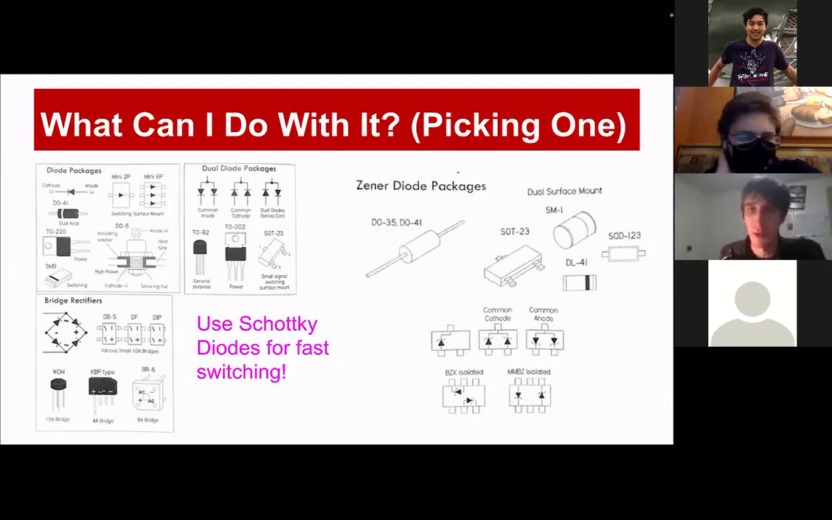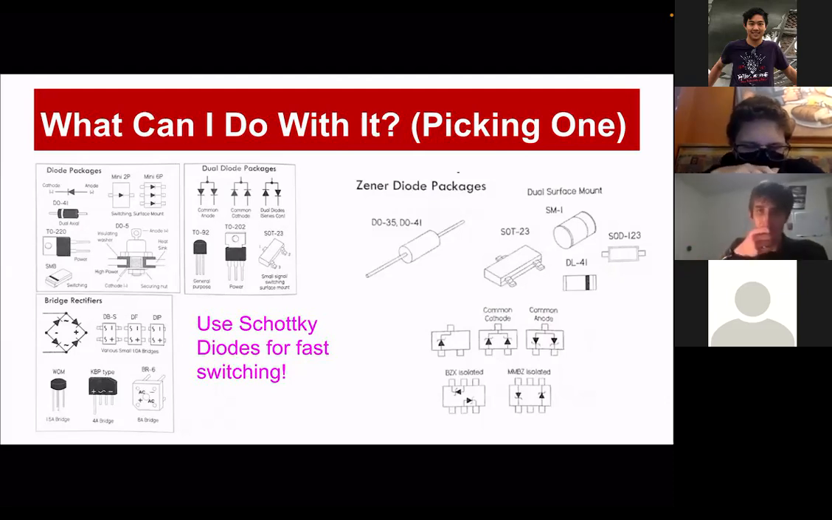There's packages with bridge rectifiers already in there, so you don't need the 4 individual diodes. There's certain ones with dual diodes that already have 2 diodes connected. And then, of course, the surface mounts. And then the Zener diodes have separate kinds of packages as well.